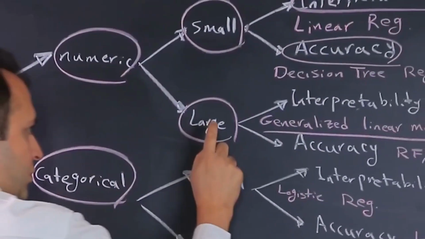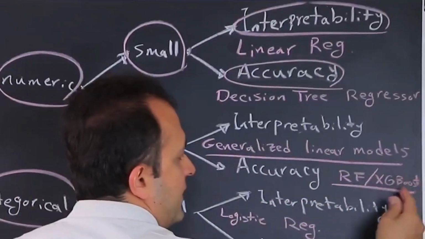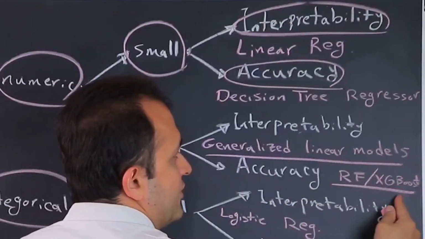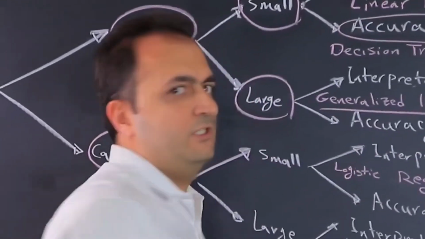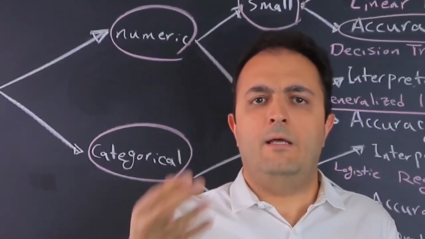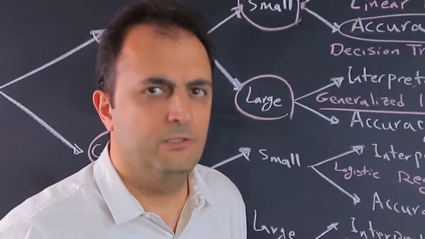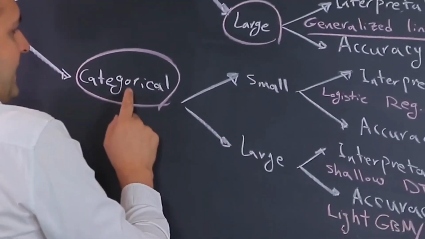If our data set is again large, but accuracy is important, the random forest or XGBoost methods are very useful. Like what? Like predicting house prices using, say, data from the last 10 years. Accuracy is important to us. Interpretation isn't very important. Let's move on to the categorical branch.